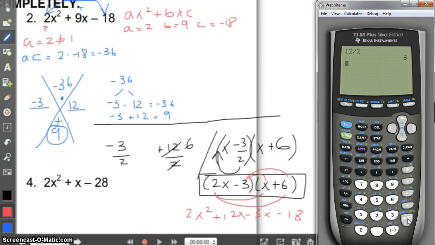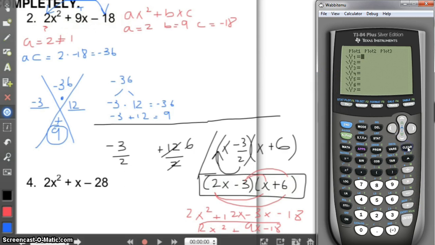So this is 12x. You're going to get 2x squared plus 9x minus 18. This is what you started with, as you can see. So this is the same as this one. So yes, your answer is right. Remember, if you would like, you can always graph this and graph this to decide if your answer is right. This is another way you can use the calculator to do that.